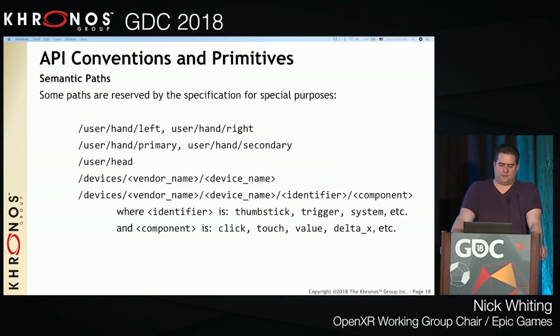For the reserved semantic paths, here are a couple of classifications of them. The user hand left and user hand right, which can also be aliased with user hand primary and user hand secondary based on the runtime's user profile of that person. The head is a reserved semantic path, but also the device layer. So devices that are providing input or display capabilities, you can register with your vendor name and your device name and your identifier and component, and then build out a tree of arbitrary construction that helps define exactly what kind of input your device provides and what kind of output it can take.